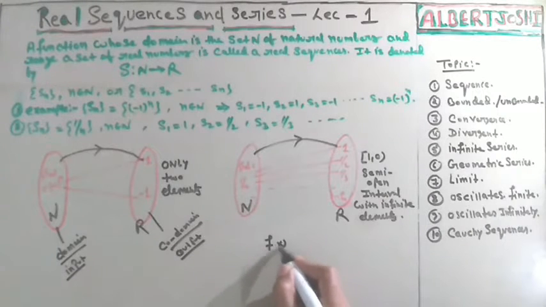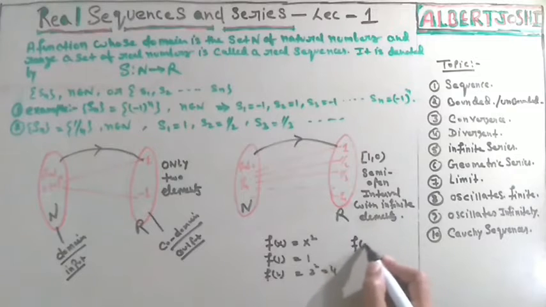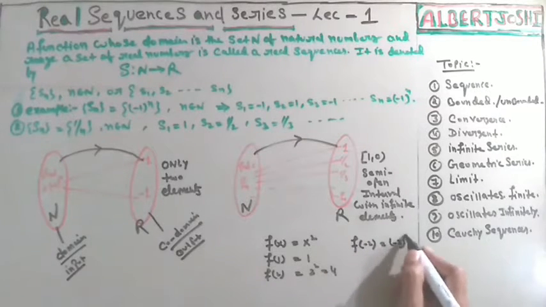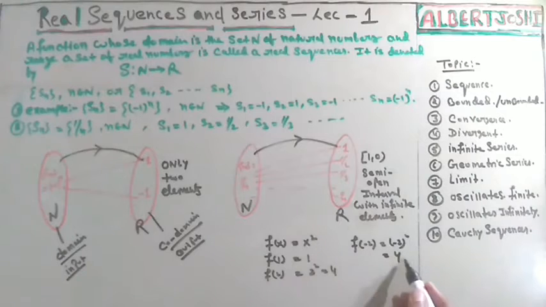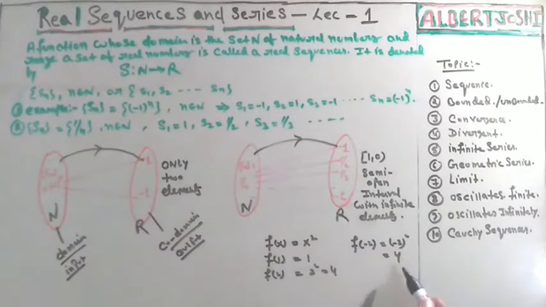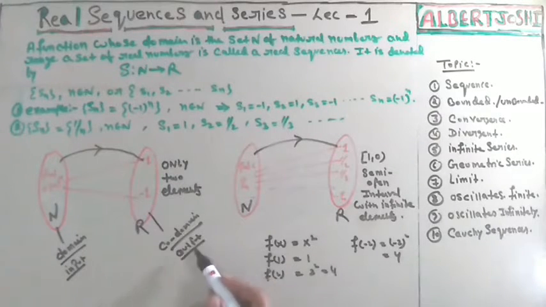Suppose you have a function f(x) = x squared. If you put 1, you get 1, that is the output. If you put 2, you get 2 squared, which is 4, that is the output. If you put minus 2, you get minus 2 whole squared, that is 4, the output. So input means we put the value from this set, and output means whatever we get, that set is called the codomain. Output means codomain and input means domain.